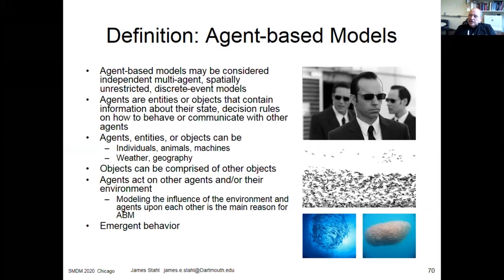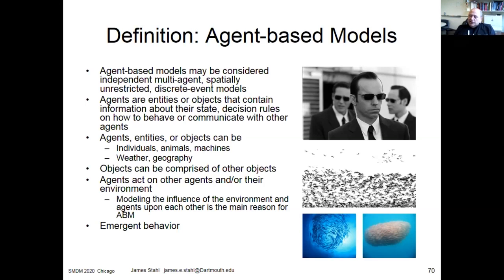And each of these entities contain not only information about their state, but can also contain decision rules on how they behave and communicate or interact with each other, which is a little bit different from your standard discrete event model. And I know everybody in the group teaching recognizes that the difference between a discrete event model and an agent-based model is a somewhat blurry line. You can think of discrete event models as sort of a constrained version of agent-based models.